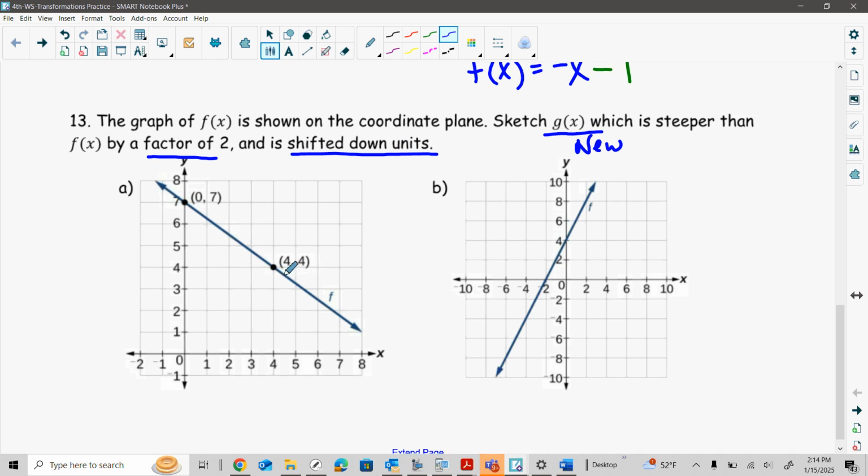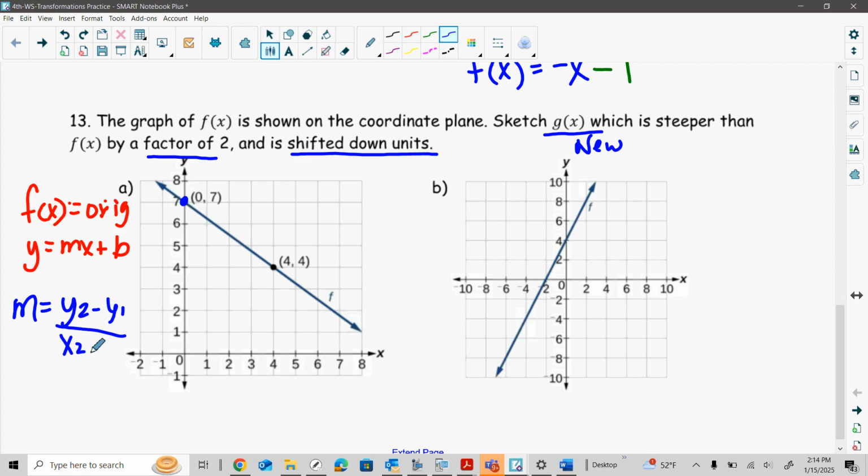So in order to do our transformation, we need to know the original function. So I need to find the original function for this line. And usually when we do it, we need it in mx plus b form. So what's necessary is the m and the b. Well, I can see the b. The y-intercept is right here. That's my b. What I need to do is use the points to find the slope. And hopefully you remember, in order to find the slope, m, you would use y2 minus y1 over x2 minus x1.